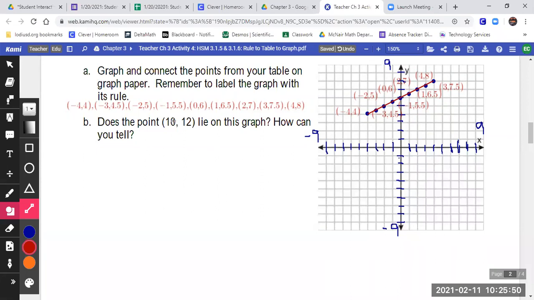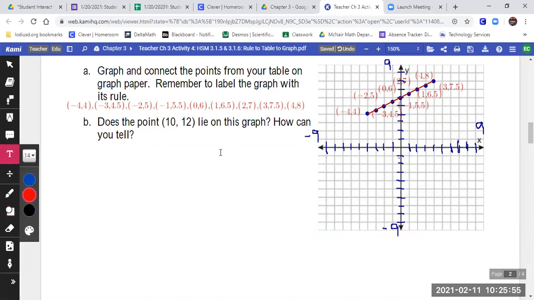All right, so does 10, 12 lie on the graph? How can you tell? So we got to go look. We got to see what's happening, right? To see if it would work.